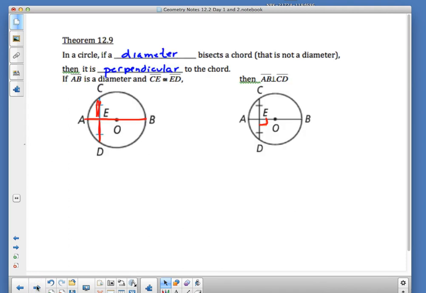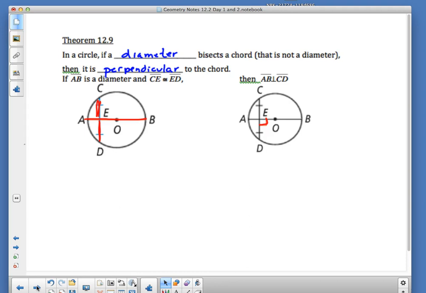In a circle, if a diameter bisects a chord that is not a diameter, then it is perpendicular to the chord. If I know that a diameter has bisected a chord, that chord can't be another diameter, because diameters bisect each other all the time, no matter what the angle. It's got to be another chord. If it's been bisected, they're perpendicular to each other. End of story. That's a fact.